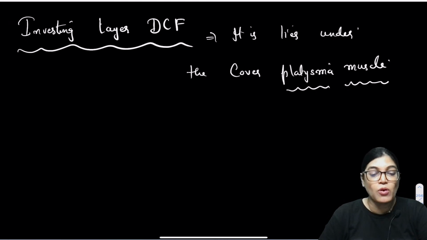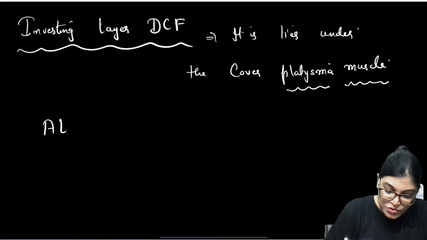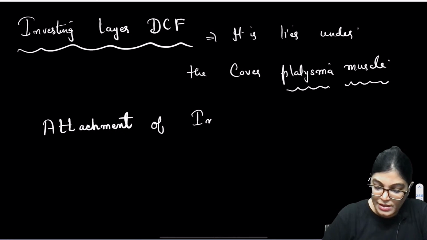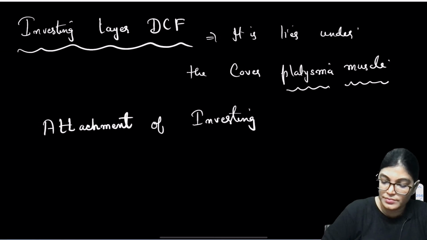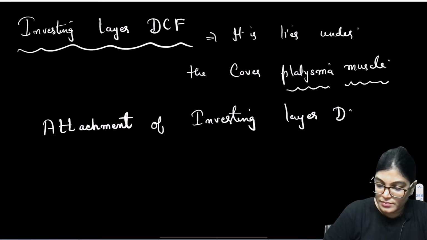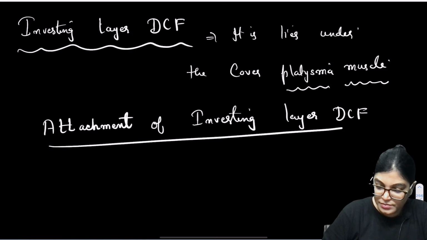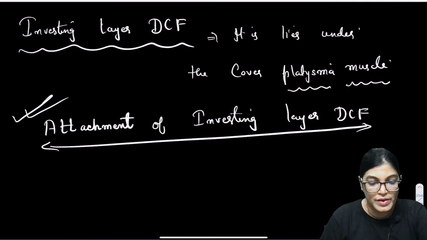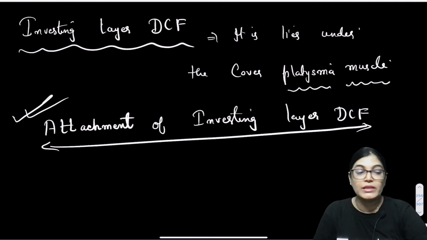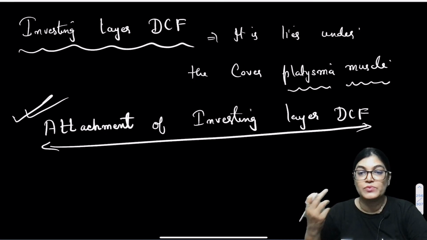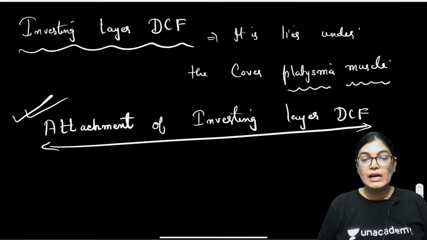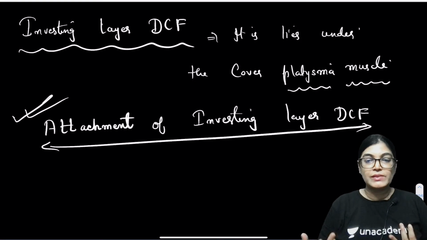Now, the next important point is the attachment of the investing layer of deep cervical fascia, which is very important. It is very important that we should know what the attachments are as we move from above to down, anteriorly, posteriorly, inferiorly. Every attachment is important to know. Thereafter we will study the extent.